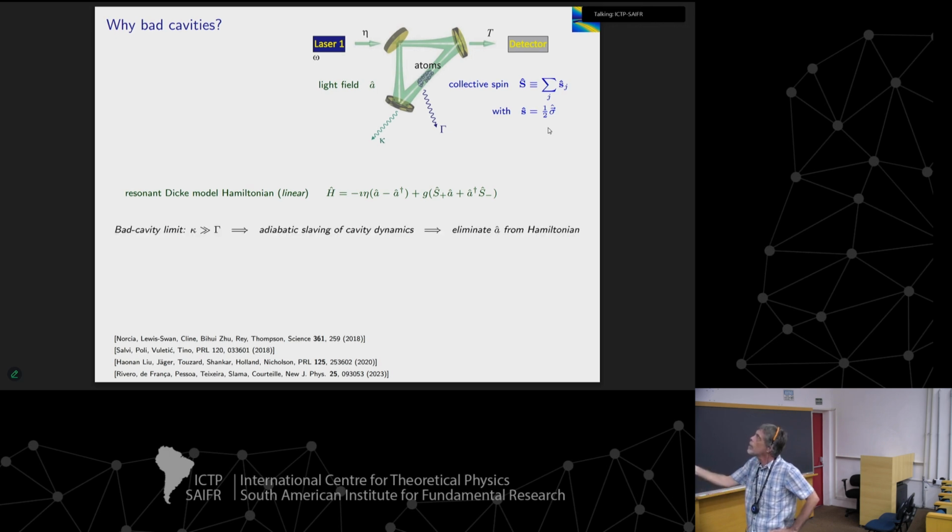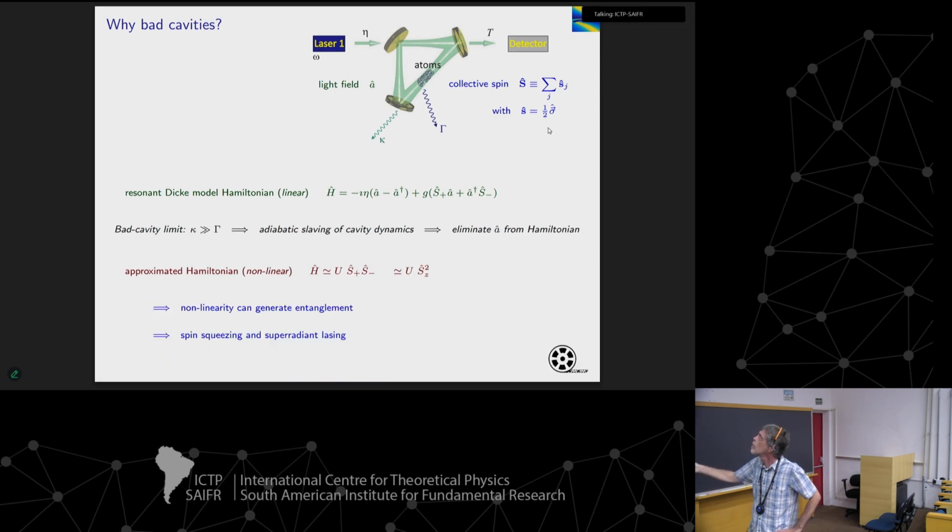However, we can do an approximation and eliminate one degree of freedom, which is the cavity, from the equations of motion. Because we know if kappa is very, very strong, then whatever the atoms will do, the light field in the cavity will immediately follow. So it's not an independent parameter, and the only real parameter which we want to control is the collective atomic spin. So if we solve the Heisenberg equation for the steady state of the cavity degree of freedom and plug it into the Hamiltonian, we get an approximated Hamiltonian, which turns out to be nonlinear.